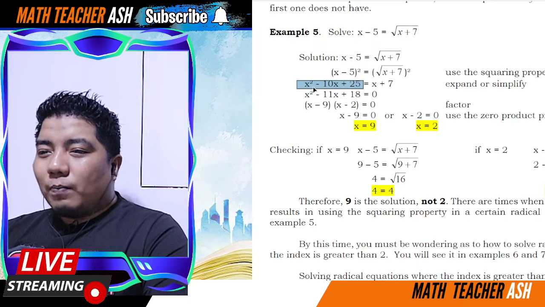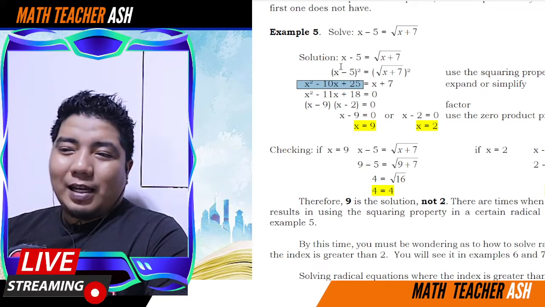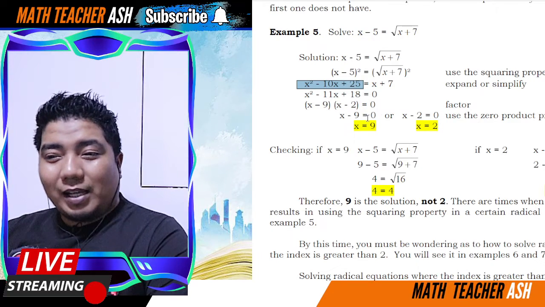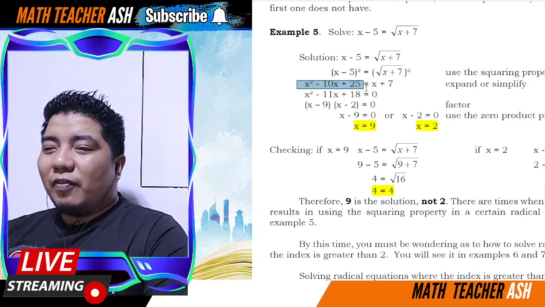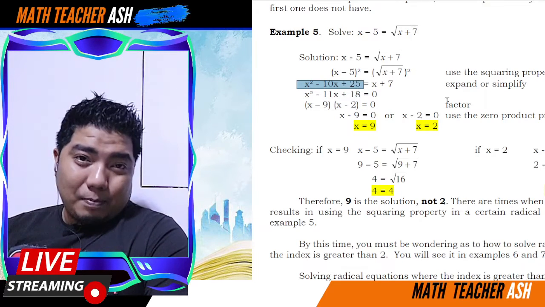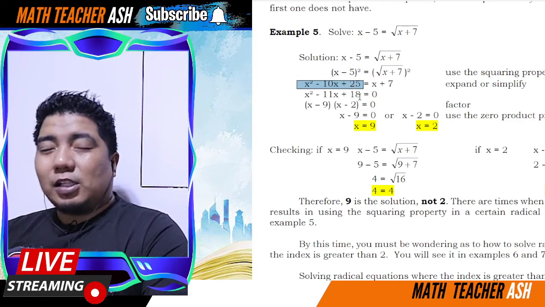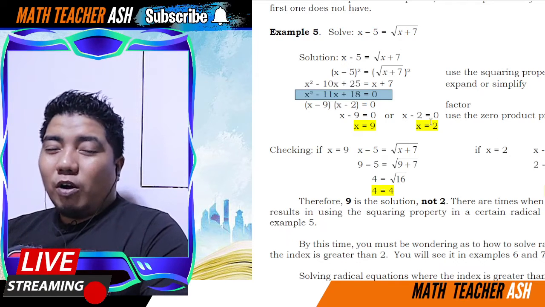Okay. So si x squared, bring down. Si negative 10x, pag nilipat sa kabila, minus x na yon. So negative 10x minus x, that will give you negative 11x. Okay? Then 25, itong plus 7, pag nilipat sa kabila, magiging minus 7 yan. So 25 minus 7, that is positive 18. So right now, this is now your standard form of the equation.